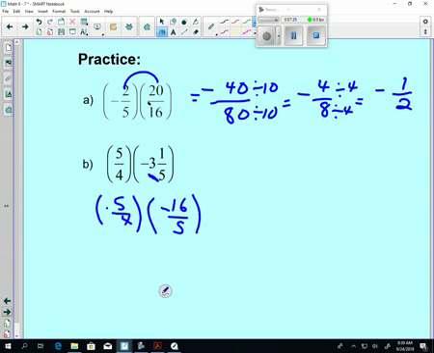Now we have a positive multiplied by a negative, so our answer is going to be negative. 5 times 16 is 80. And 4 times 5 is 20. 80 divided by 20, or 8 divided by 2, is going to be 4. So the answer would be negative 4.